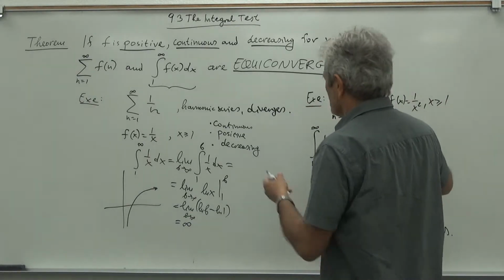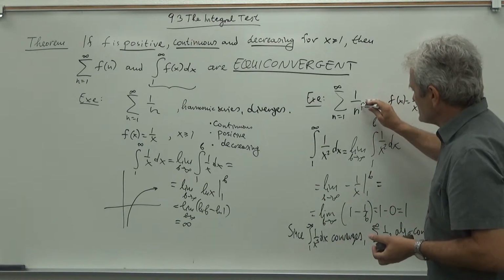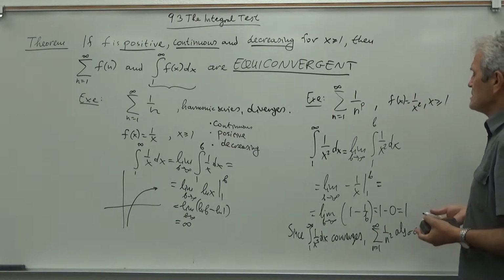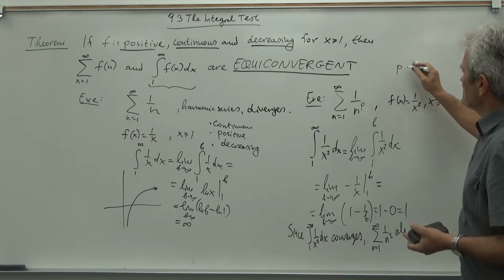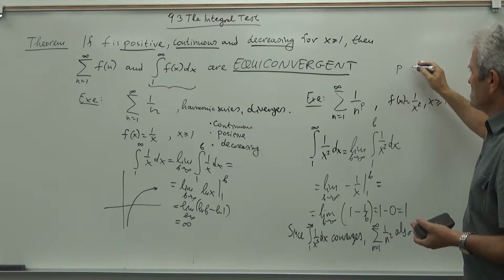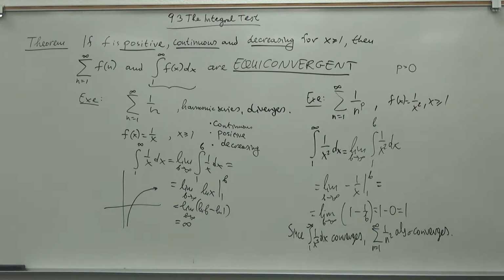So let me, I'm not going to erase that one. I will just say here, what if it's 1 over n to the p, where p is a positive number? What can we say here? p is greater than 0. Why am I analyzing only p greater than 0? Because if p is greater than 0, then this will be a decreasing function and I'm allowed to apply it.